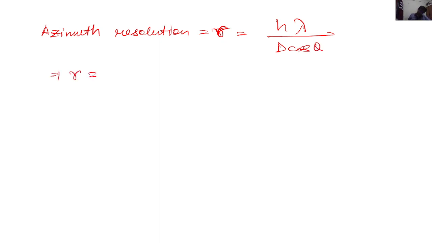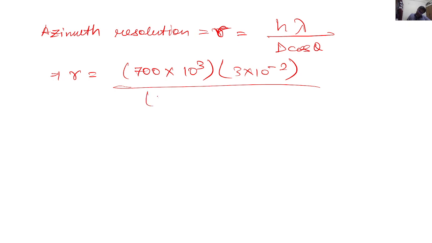This implies R is equal to 700 into 10 power 3, lambda 3 into 10 power minus 2, 3 centimeter it was, by d is 1 into 10 power 3, 1 kilometer aperture length, times cos theta, cos 30 degree. We get the answer as 24 meters.